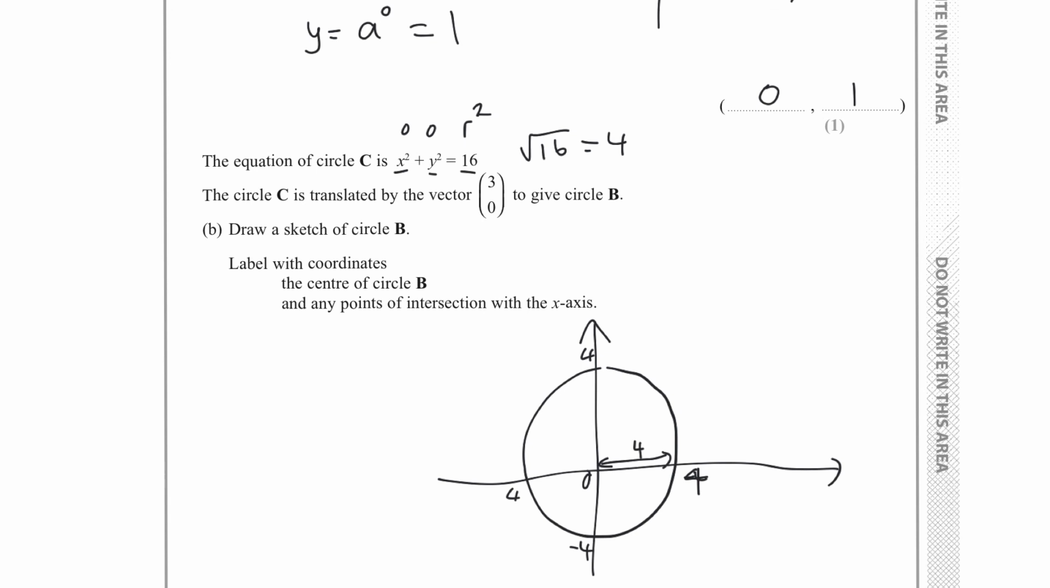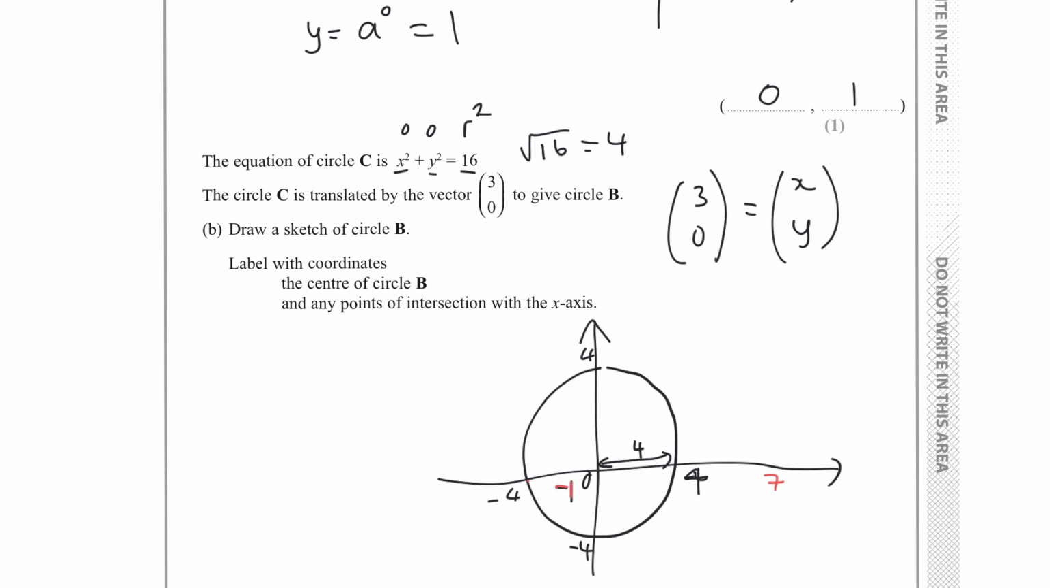And it says that circle C is translated by the vector 3, 0 to give circle B. So remember vectors, the number at the top is your x, the number at the bottom represents your y, which means it's going to move along 3 in the x direction, and it's not going to move at all in the y direction. So I'm going to draw my new circle B. Rather than crossing at -4, if you add 3 onto that, it will cross at -1. And then the y bit is not going to change.